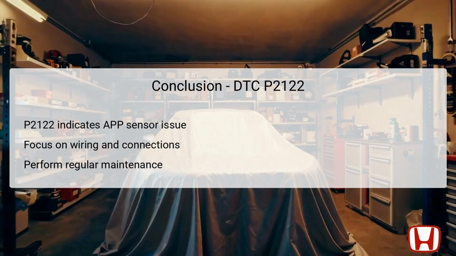This diagnostic process highlights the importance of checking both wiring integrity and connections. Each troubleshooting step provides valuable insights that direct technicians toward pinpointing the fault, whether it involves shorts, opens, or issues within the ECM. Regular vehicle maintenance and inspections can greatly enhance the reliability of the APP sensor system, reducing the likelihood of encountering this error in the future.